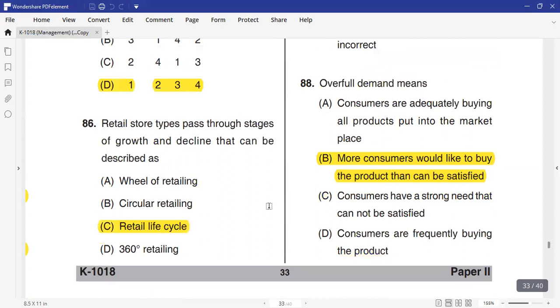86th question. Retail store types pass through stages of growth and decline that can be described as the retail life cycle. Just like you have a product life cycle, the retail life cycle also goes through different stages. So when there is a movement from growth to decline, then it is called the retail life cycle.